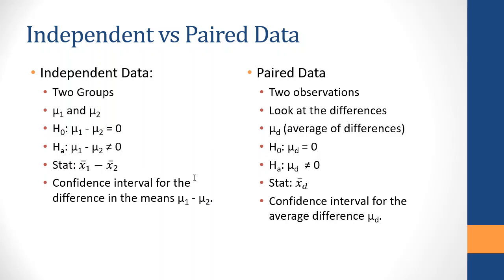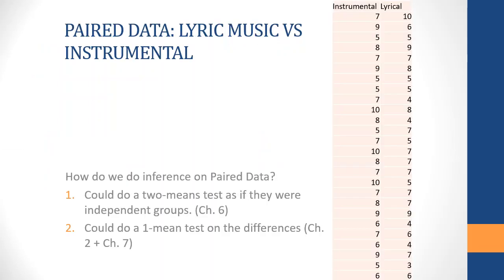Okay, so when you do a confidence interval, instead of the difference in the means, it's a confidence interval for the average of the differences. So we call that mu d versus mu1 minus mu2. And an example that we started last time with this lyrical music versus instrumental music, can you memorize more words depending on what kind of music is playing? So here's a set of data I got from a previous study where they played instrumental music and saw how many words that they could memorize, and then they played lyric music and see how many words they could memorize.